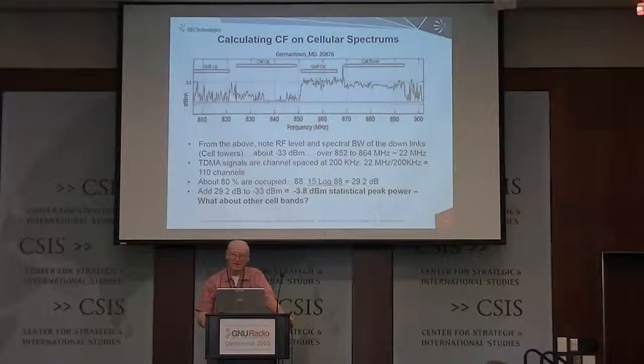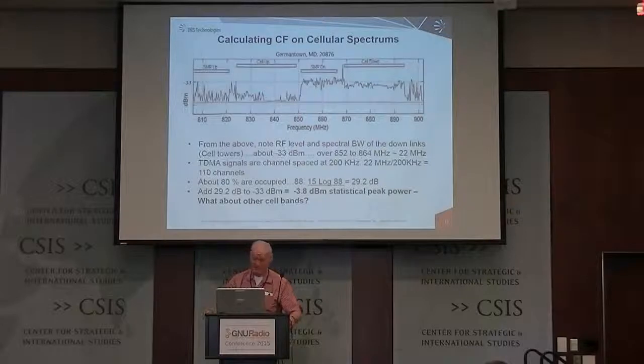There's half a dozen cell towers in the area. In our DRS place in Germantown, we are probably 600 feet away from a tower. So we measured the power of these cell towers and all these signals to be minus 33 dBm. And between 852 to 864 megahertz, about a 22 megahertz band, we see all the cell towers.